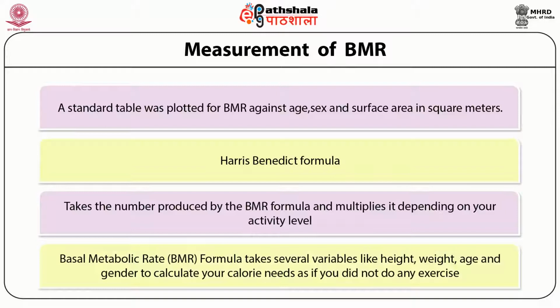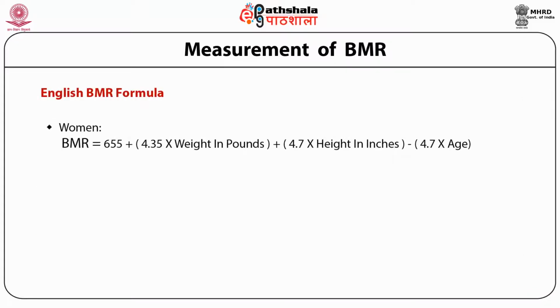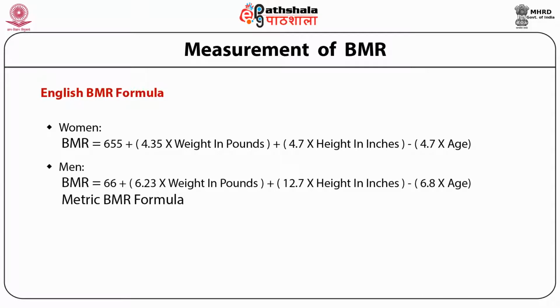The basal metabolic rate formula takes several variables like height, weight, age, and gender to calculate your calorie needs as if you did not do any exercise. The metric BMR formula for women is BMR equals 655 plus 9.6 times weight in kilos plus 1.8 times height in centimeters minus 4.7 times age.